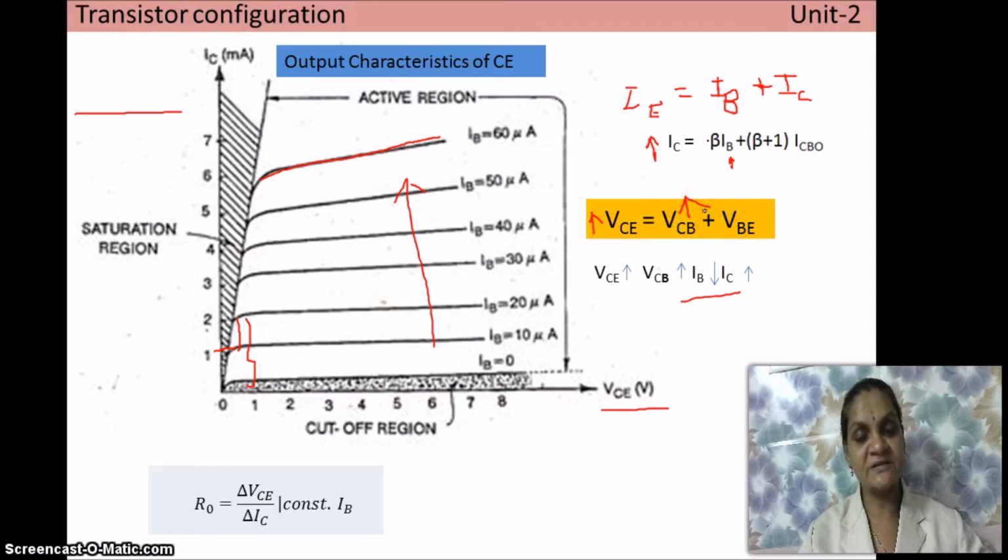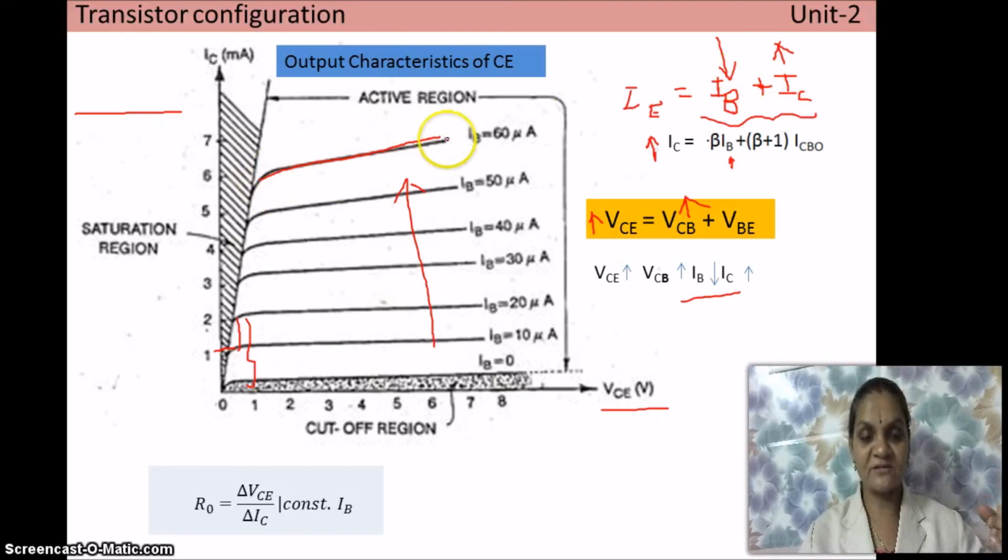If reverse bias increases, according to base width modulation, what will happen? The collector junction depletion region width will increase, so the effective base region width will decrease. So base current decreases. If the base current decreases, according to this equation, collector current increases. This is because emitter current is approximately equal to these two terms, so if this decreases, collector current increases. That's why the collector current is increasing here.